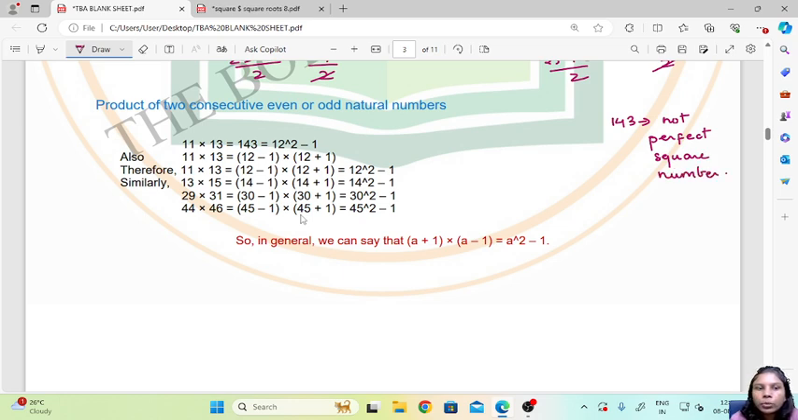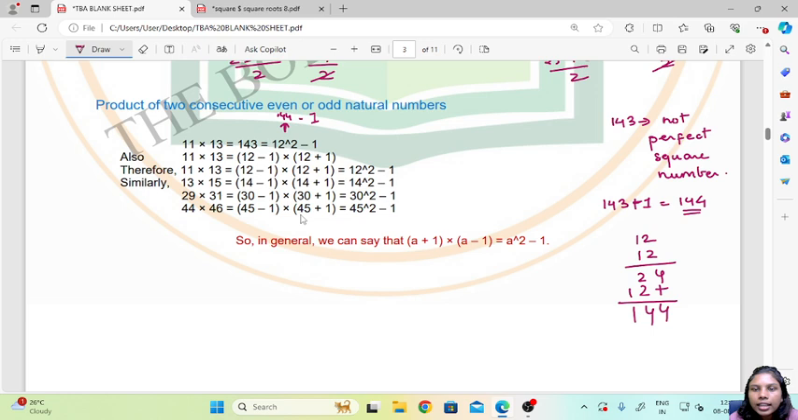Okay, but what we can do here is, if I take 143 minus 1, I get 142. Sorry, I mean if I add 1 to 143, I get 144, so in that case I can have a perfect square. That is 12 into 12, that would be 144. So what I can say is that if I have 12 square, that is 144, and I minus 1 from it, I get 143. Now in this case, 11 into 13 will be equal to 12 minus 1 into 12 plus 1.